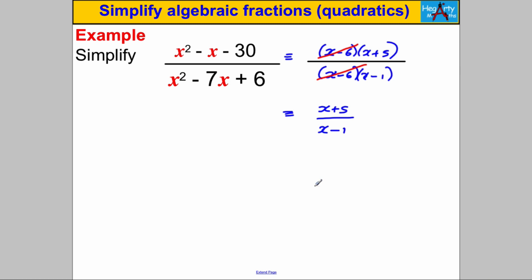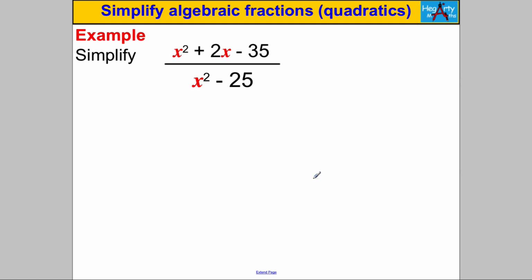And there we go. Let's have a go at another one. Pause, have a go. As always, factorize the numerator and denominator. Two numbers that multiply to negative 35 and add to positive 2. That's going to be x add 7, x subtract 5.